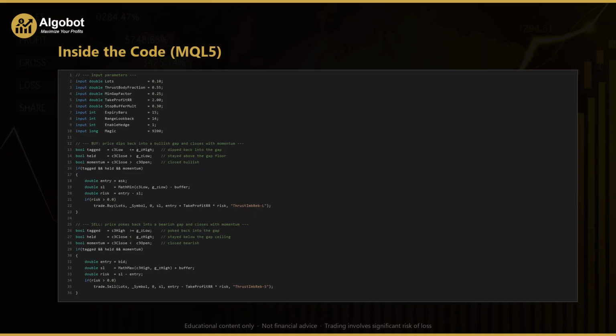The sell side is a mirror image. The newest candle's high must poke back into the gap, its close must stay below the gap ceiling, and its close must finish below its open, confirming bearish momentum. The entry is the bid.